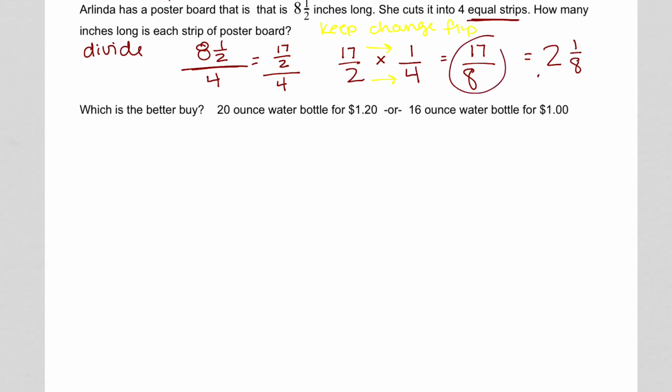So either one of these is an accurate answer. It is 17/8 of an inch or 2 1/8 of an inch. Either one of those is an accurate answer. One is given as an improper fraction, and one you went ahead and made it a mixed number. Either one is okay. They mean the same thing.